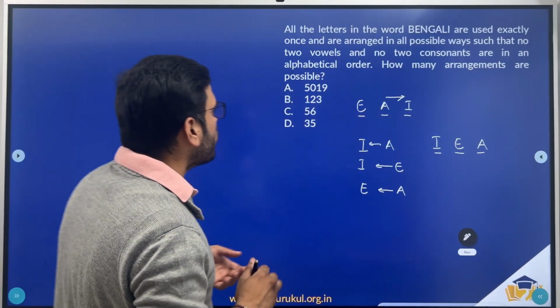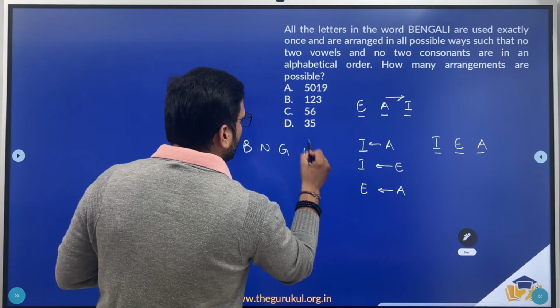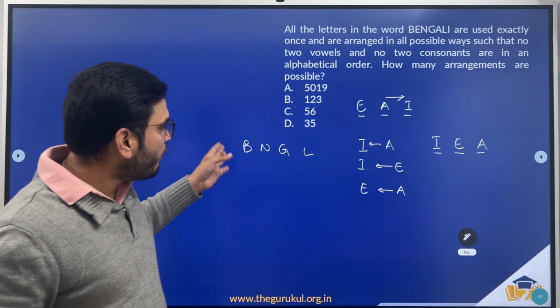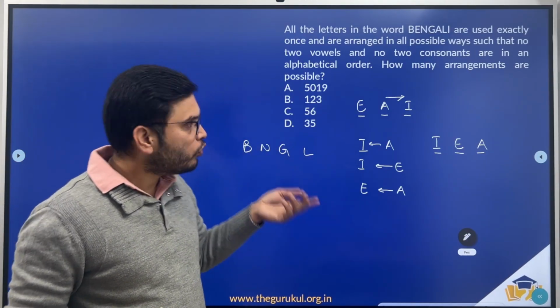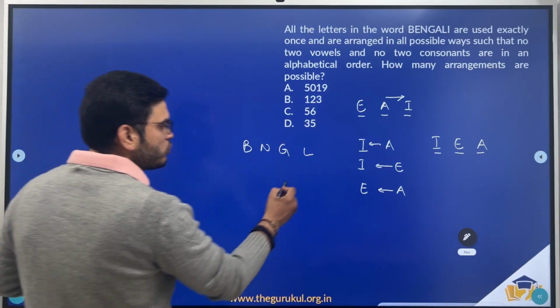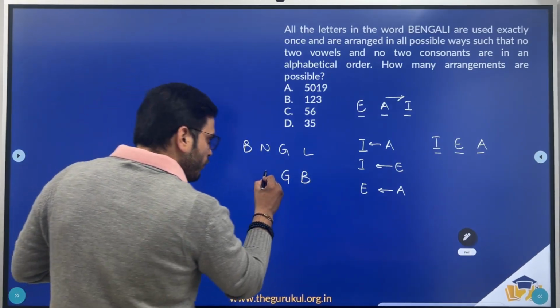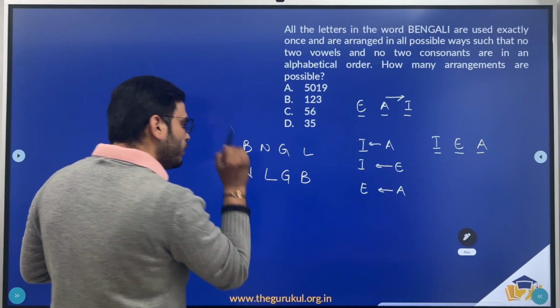Right. So what are the consonants? We have B, we have N, we have G, and we have L. Right. So not to have any 2 of these 4 arranged in alphabetical order, they should be arranged in reverse alphabetical order. So B should be after G, which should be after L, which should be after N, right?